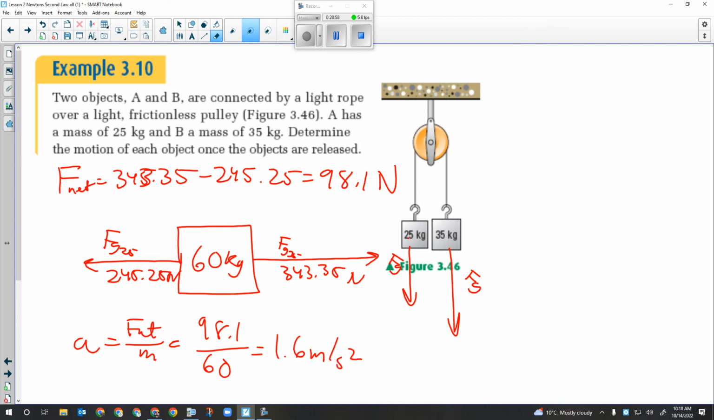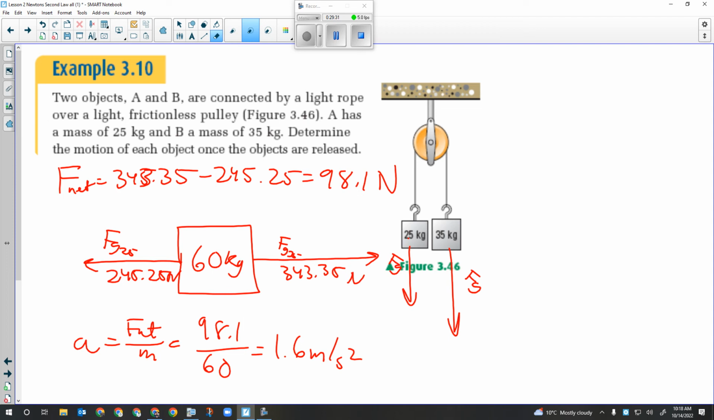That's the acceleration of the whole thing, of the system. I can only give a magnitude there because the parts go in different directions. But that's the rate at which they will both accelerate. Now, this says determine the motion of each object once the objects are released. Well, now I would say the 25 kilogram mass is going to accelerate up at 1.6 meters per second squared, and the 35 kilogram mass is going to accelerate down at 1.6 meters per second squared.